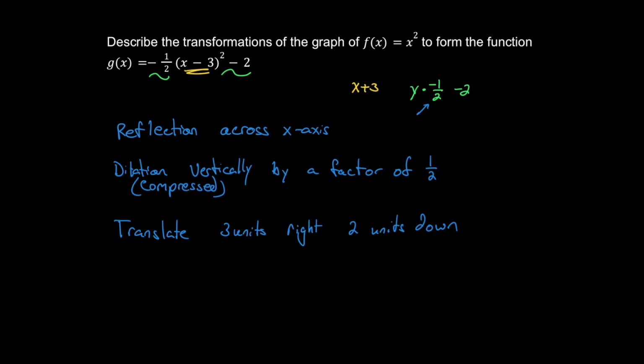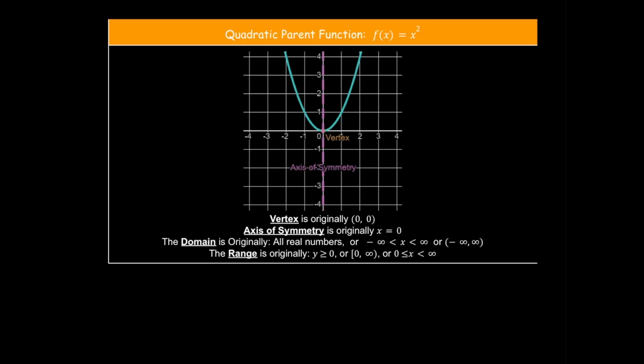And there we go. Now here we're just introducing some of the key characteristics of the quadratic parent function. So the quadratic parent function has this U-shaped graph called a parabola. It has an axis of symmetry which runs along the y-axis and goes through the vertex, which is also the extrema. The vertex is originally at 0, 0. Our axis of symmetry is originally at x equals 0.